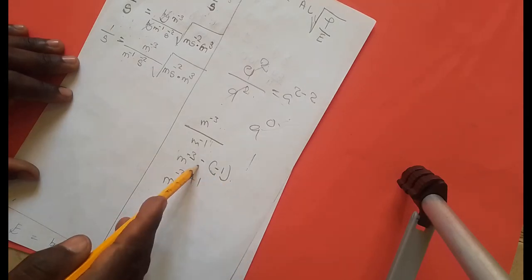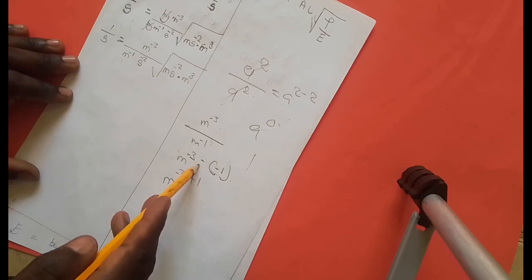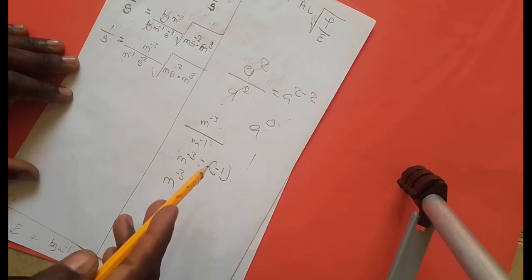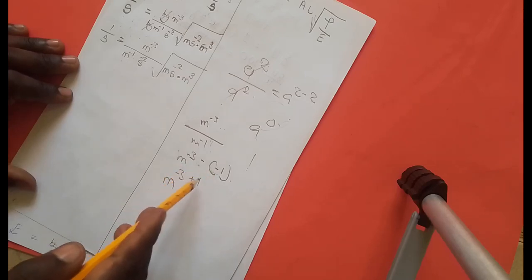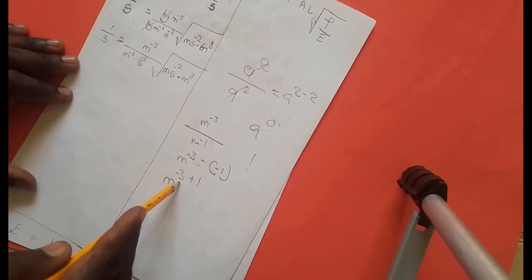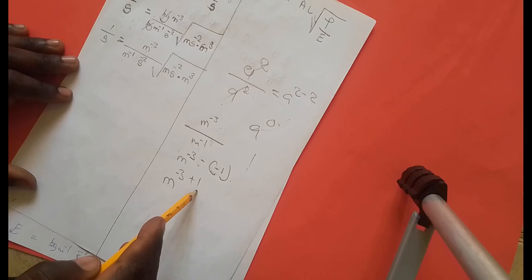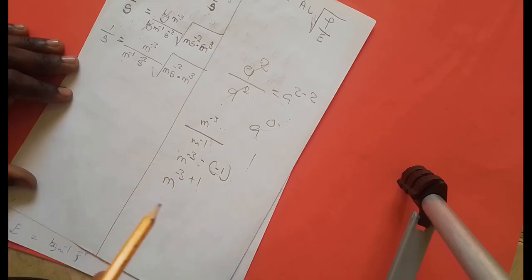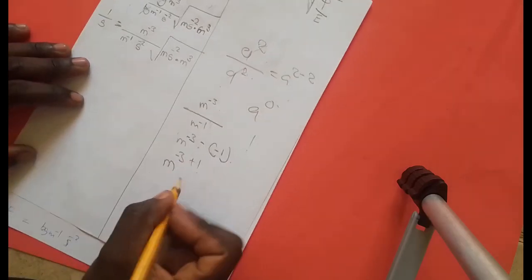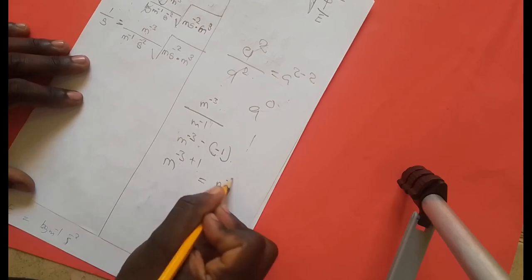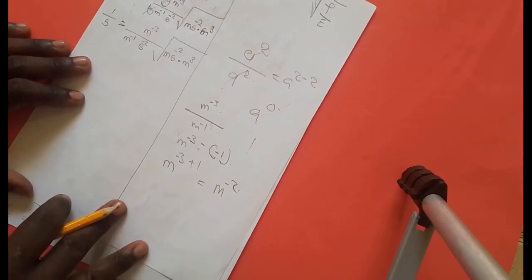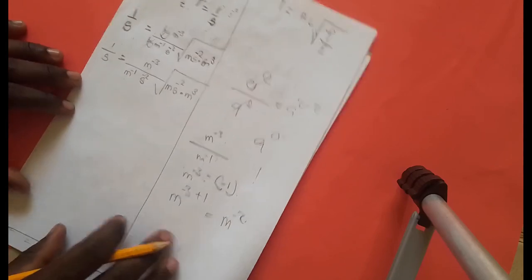Whenever a negative is over a bracket with a negative, or a negative times a negative, bracket means multiplication, that will lead to a positive. So negative 3 plus 1, what's that? Negative 3 plus 1 is equal to negative 2. So this will lead to m to the power negative 2.